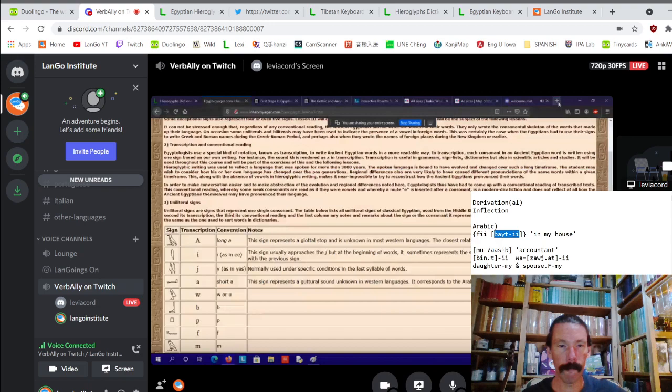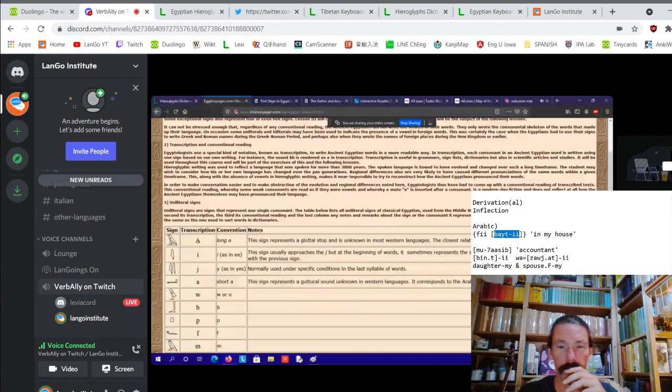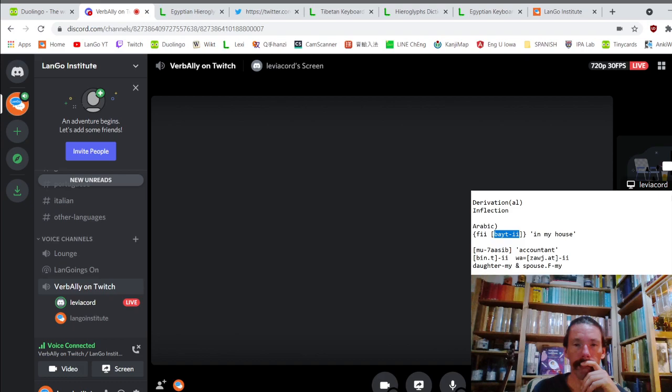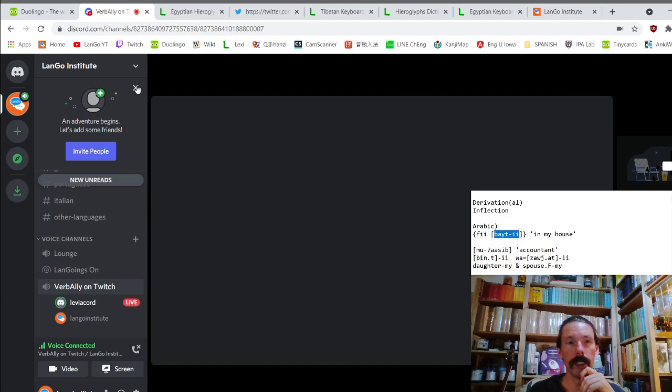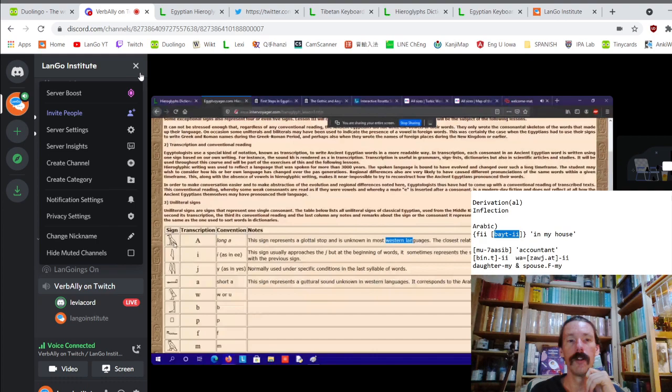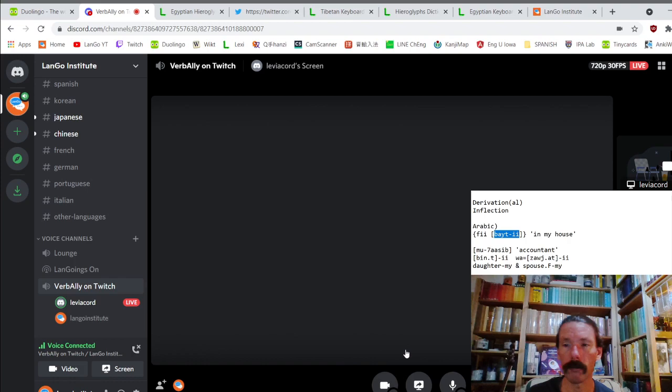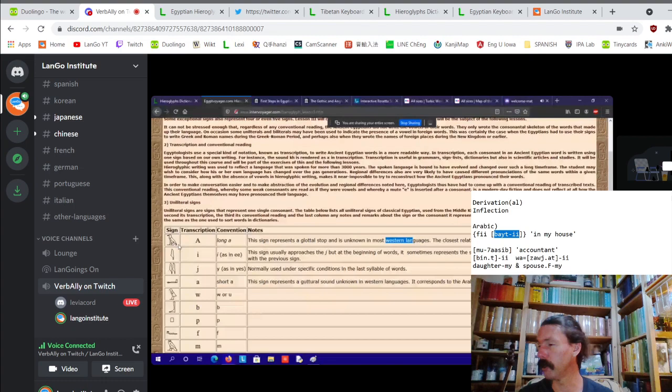Okay. Glottal stop, unknown in most Western languages. Aleph. They don't know phonetics, so they're just trying to write something easy for a reader. Oh, yes, we don't know the glottal stop. And so this is the bird, which is the glottal stop sound. Got it. Well, one of the birds. There's a lot of different birds, as we will see. Yeah, that's right. That's a daunting thing. I think this is the falcon.